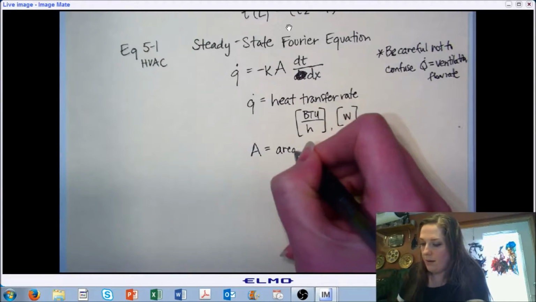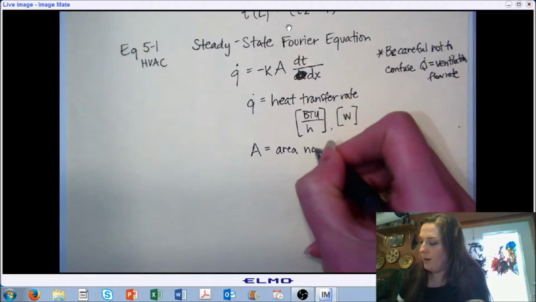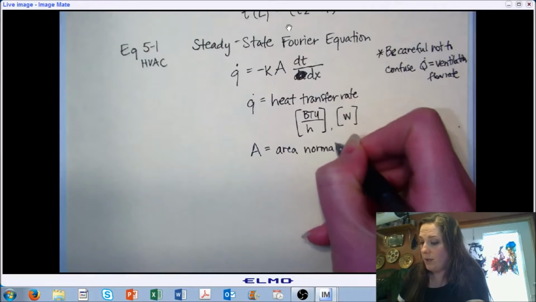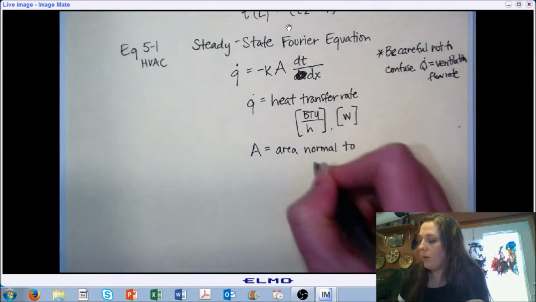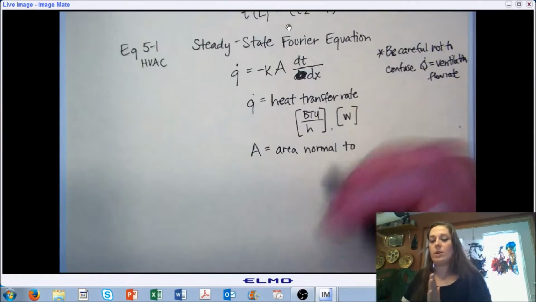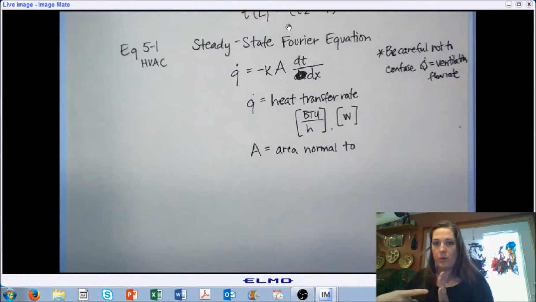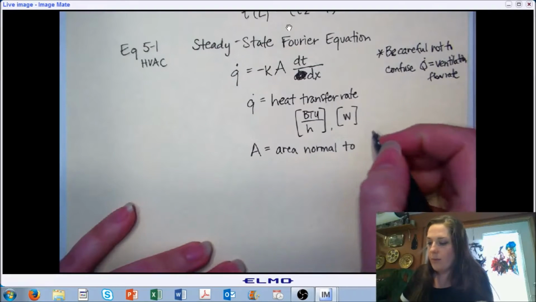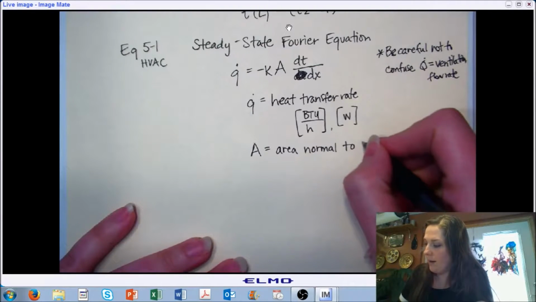A is the area normal to the heat flow. So this is important, so the normal word. So it's the area normal to the heat flow. So if you have a surface, it's the heat that's flowing through that surface, not the area of depth. Okay, so hopefully we'll be able to visualize that.